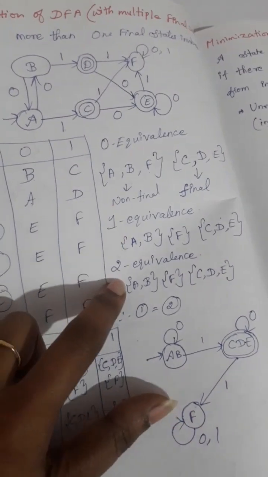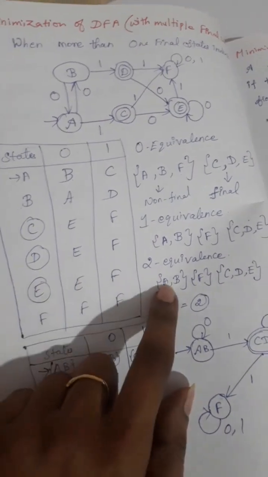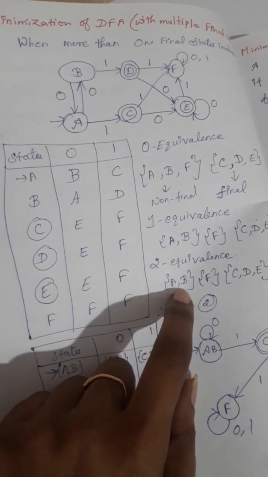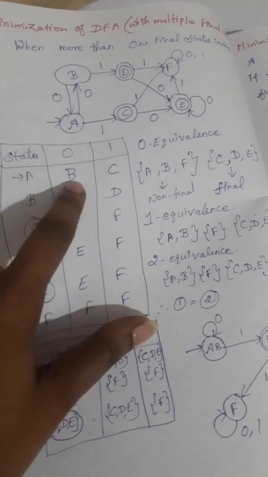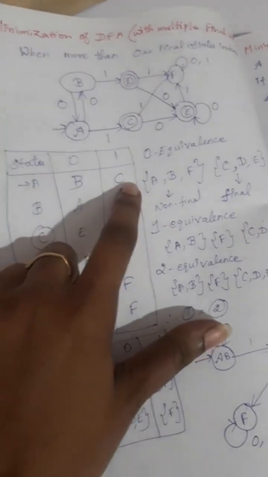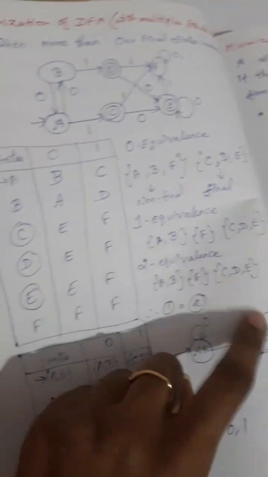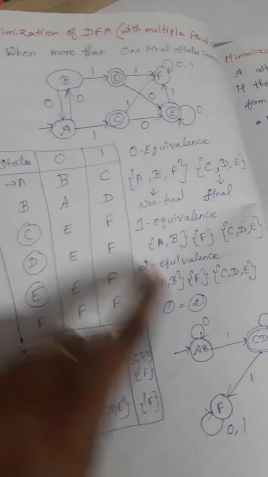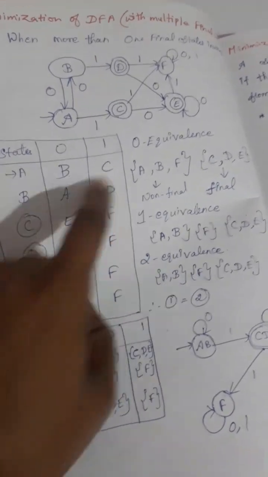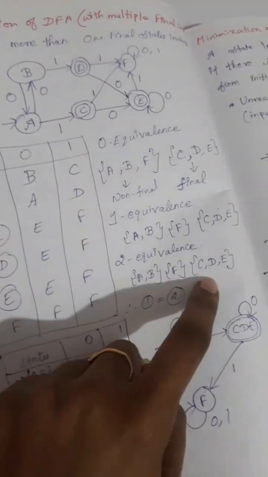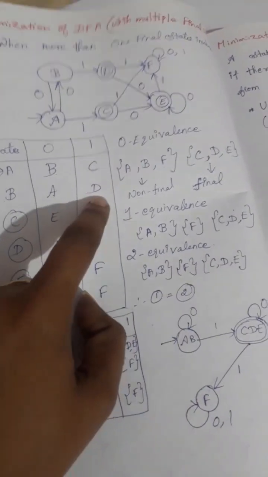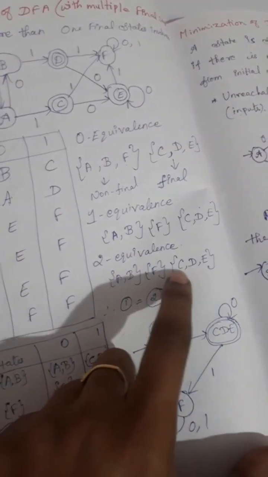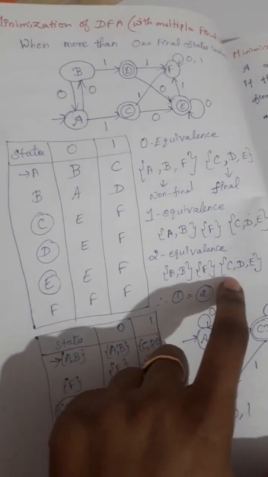Then we are minimizing it to 2 equivalence. For 2 equivalence, again we are checking A. A on getting input 0 comes to B. A on getting input 1 comes to C. C belongs to another set. Then B on getting input 0 comes to A. A stays in the same set, but B on getting input 1 comes to D. D is staying in another set. But C and D are in the same set.